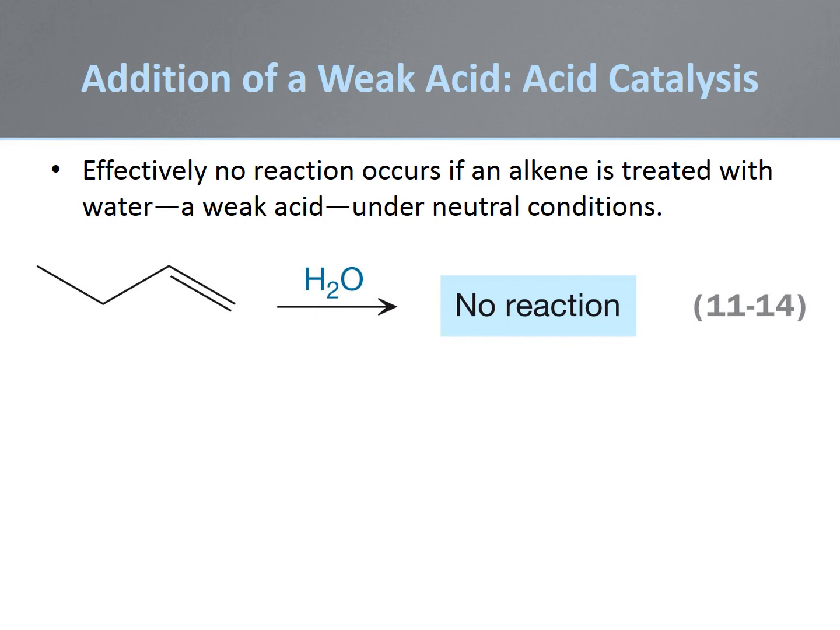The treatment of an alkene with a weak acid like water leads to no reaction. The low concentration of hydronium makes it very difficult to form the cationic intermediate in the addition reaction. Also, the fact that alkenes in water are generally immiscible also inhibits their reactivity.